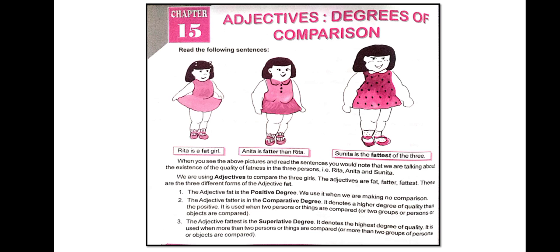Now the third one, the adjective fattest is the superlative degree. It denotes the highest degree of quality. It is used when more than two persons or things are compared. Means when we are talking about more than two persons or things, there we use the superlative degree, and in the superlative degree we use est after the adjective.